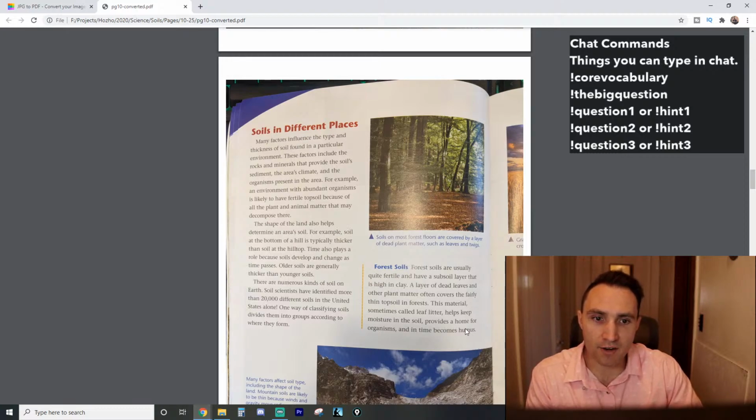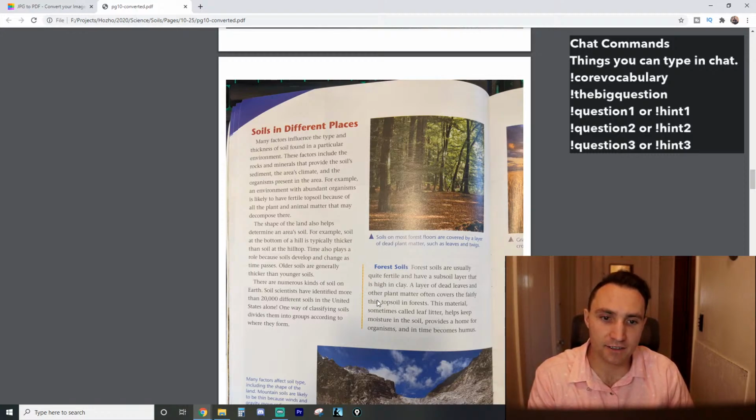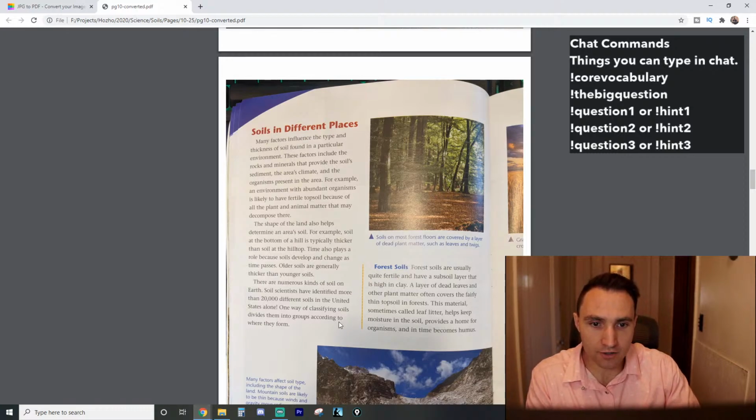The shape of the land also helps determine an area's soil. For example, soil at the bottom of a hill is typically thicker than soil at the hilltop. Time also plays a role because soils develop and change as time passes. Older soils are generally thicker than younger soils. There are enormous kinds of soil on Earth. Soil scientists have identified more than 20,000 different soils in the United States alone. Wow, that is a lot.